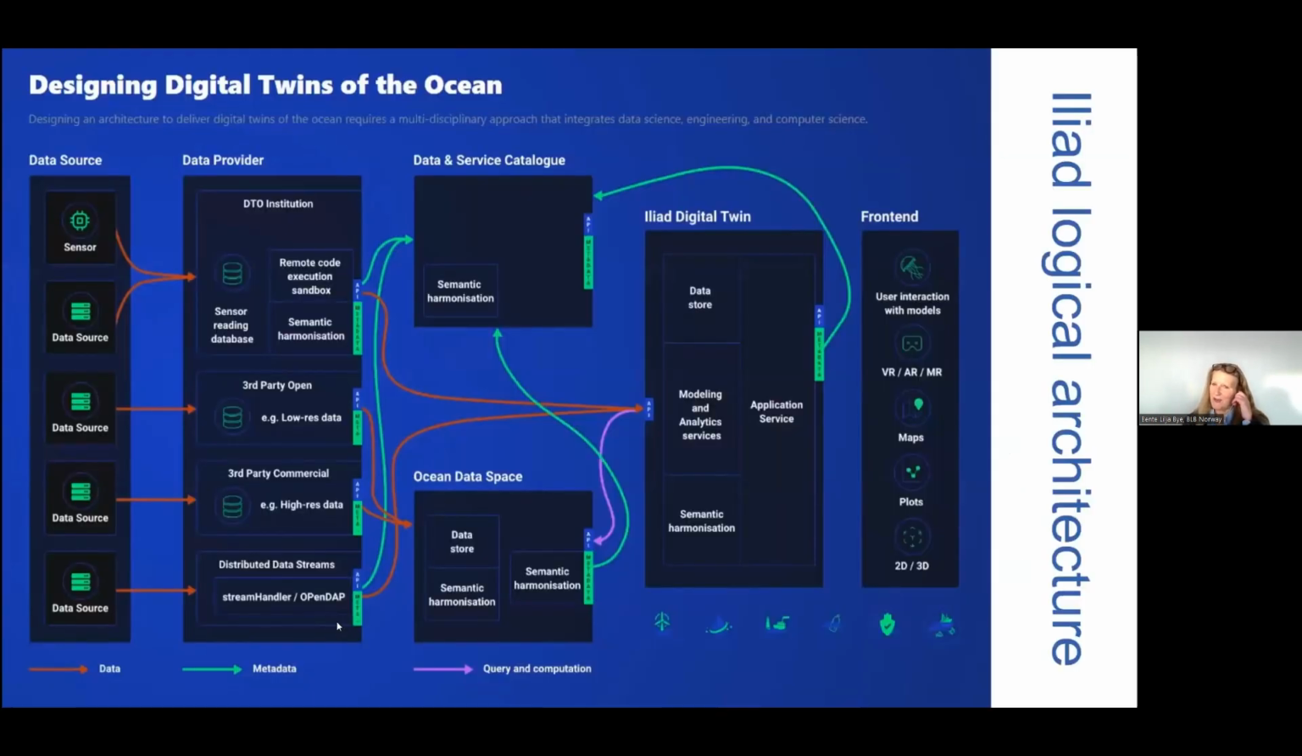And I have to show you also a little bit of the technology here. You see the Iliad architecture, the logical architecture. On the left-hand side, you see the data, the sensors. We prepare it, then the next step is to make it interoperable, harmonize it. And we have to have the infrastructure, both data spaces and data lakes. You have the models, you process, do the analytics, and then you present it to the end users.